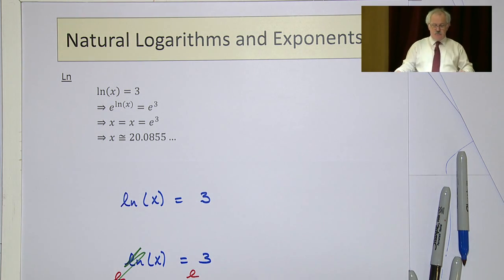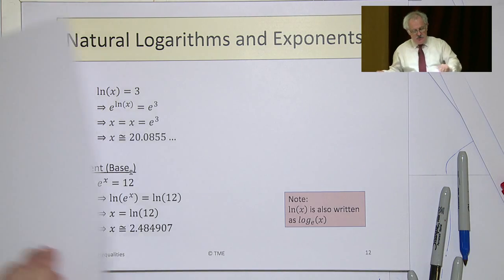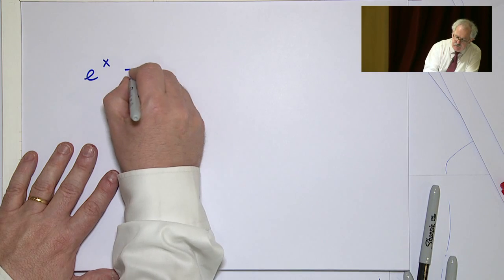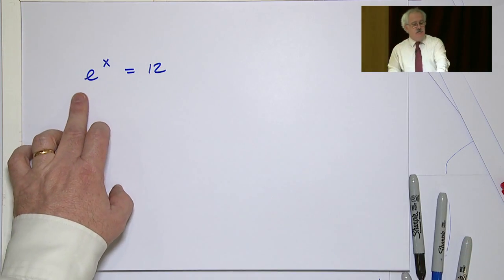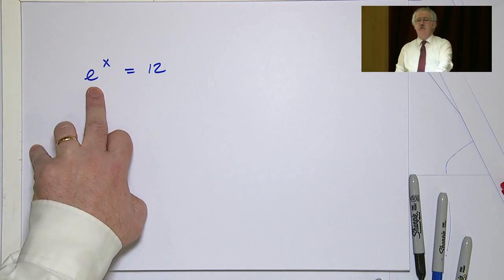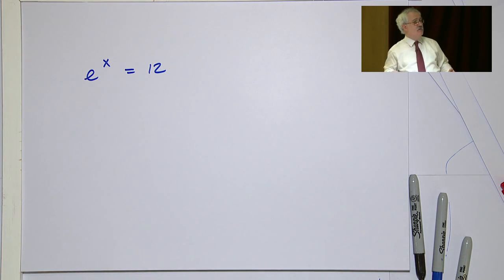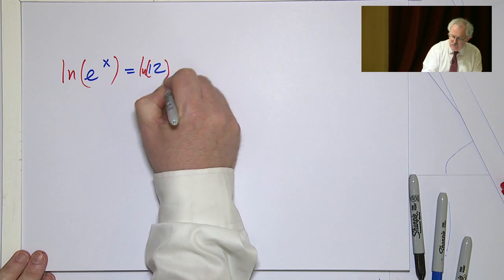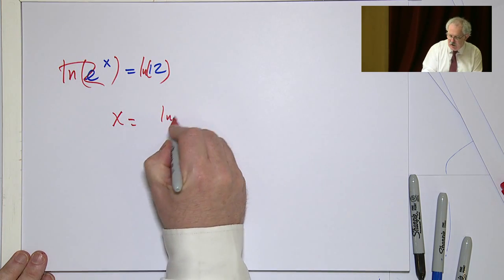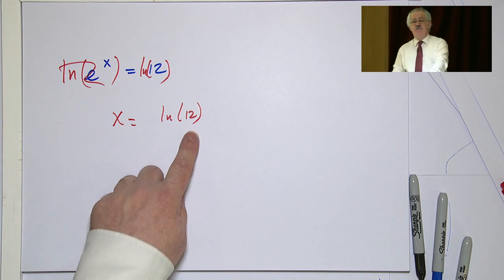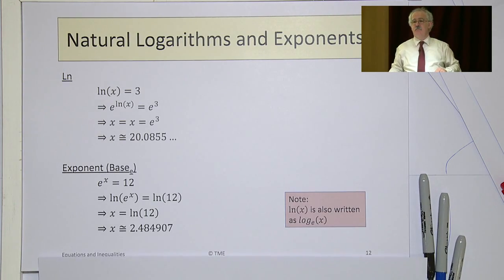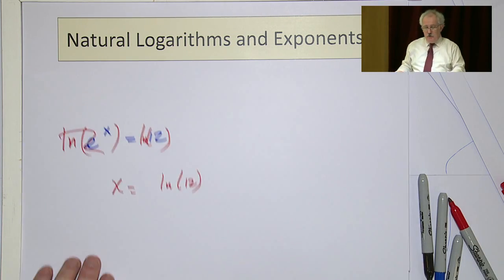And the final version of that one is e to the power of x is 12. What's x? And you say, how do you get rid of an e? What's its twin? Natural log. They cancel. x is natural log 12. 12, function natural log. Answer. Is that okay?